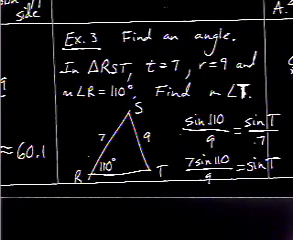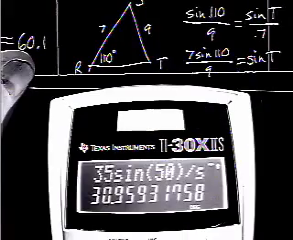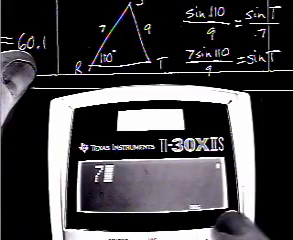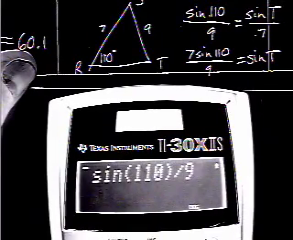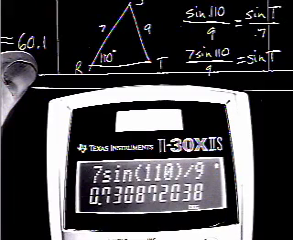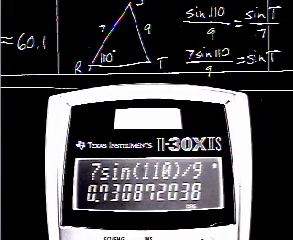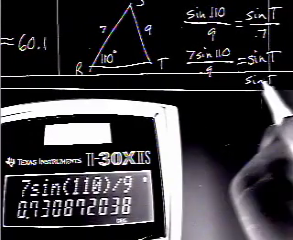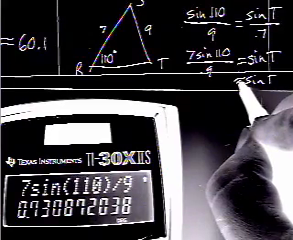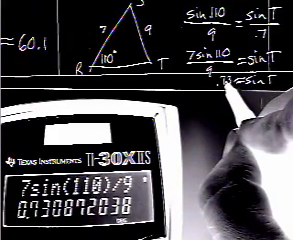Now, the reason this situation is different is because we don't have T by itself. We're going to have to do one extra thing here. So when we do 7 sine 110, and then we divide that by 9, we end up with 0.73. Well, the angle is not 0.73 degrees. That is the sine of the angle. So the sine of angle T is approximately equal to 0.73.